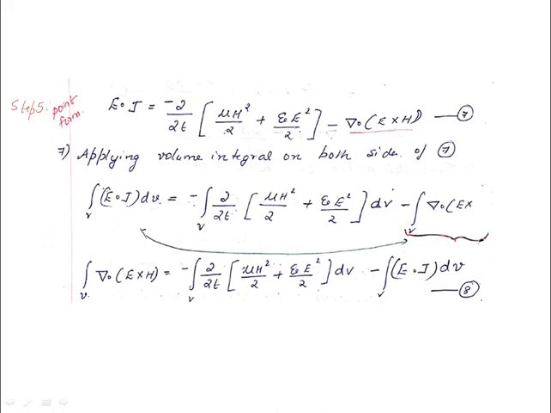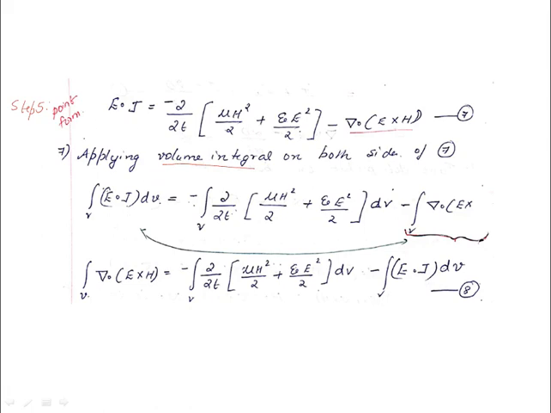Step 5, we rewrite the equation once again, such that del by del t is outside, and we have just written the equation like this. Now what we are doing is apply a volume integral on both sides. In step 5 what we are doing is we are just applying a volume integral on both sides.